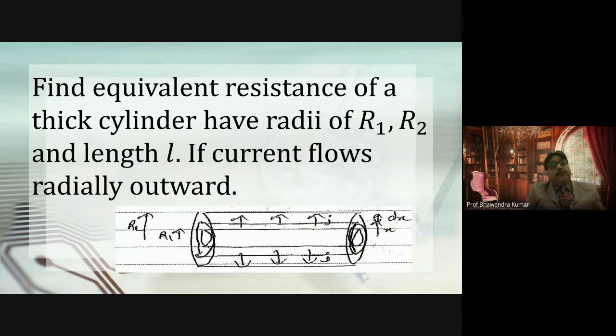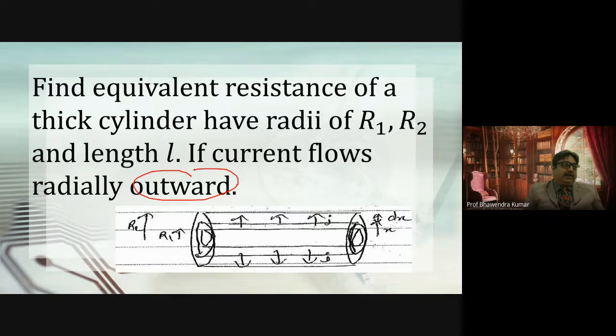Okay, now the same question is there. Inner radius is R1, outer radius is R2, but now the current flows radially outwards. Can you understand it? Due to some mechanism, in the hollow portion we have a higher potential, and the outer surface is having a lower potential. The current is flowing radially outwards. Now we have to find the value of resistance.